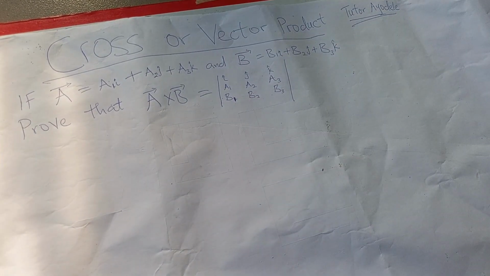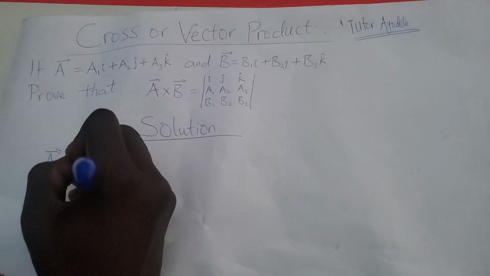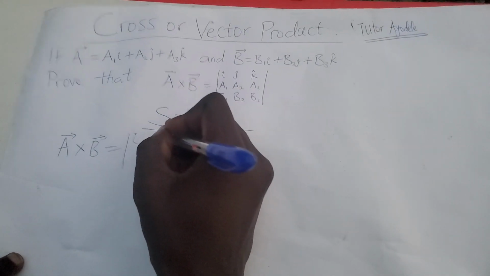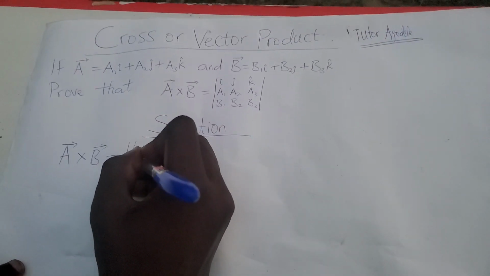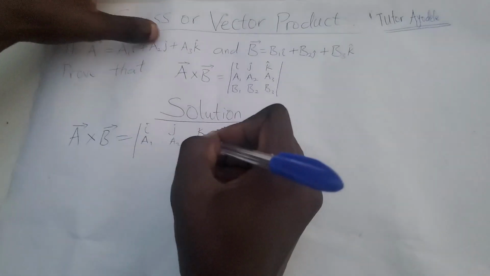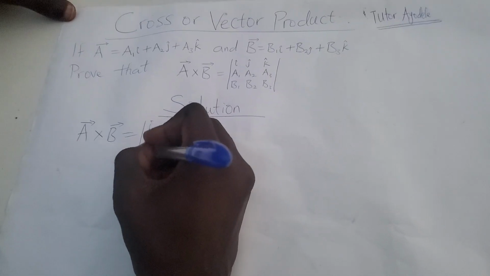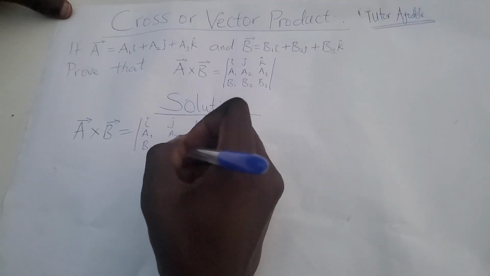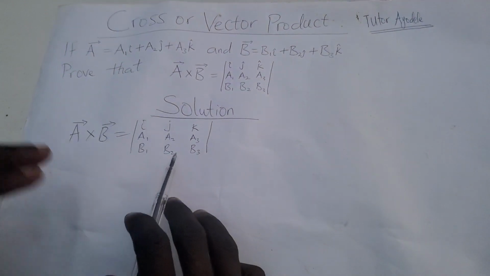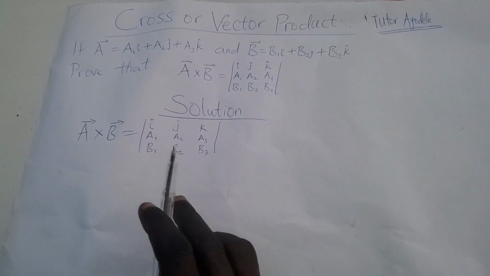So let's break it down. We have vector A cross vector B equals I, J, K. In vector A, we have A1, A2, A3, while under vector B, we have B1, B2, and B3. So this is the format. I hope you are familiar with matrices in mathematics, so we make use of this approach to solve it.